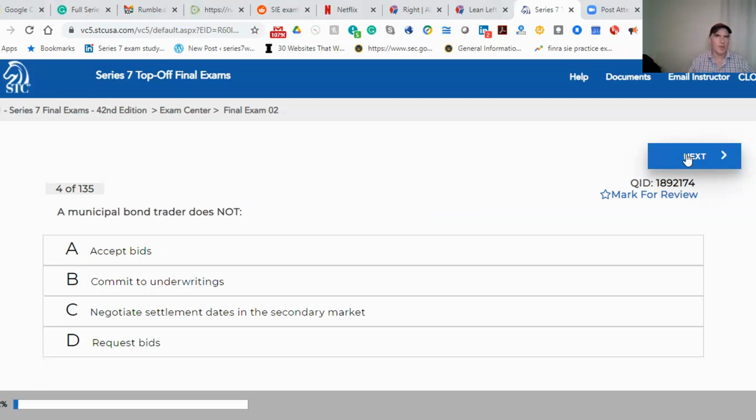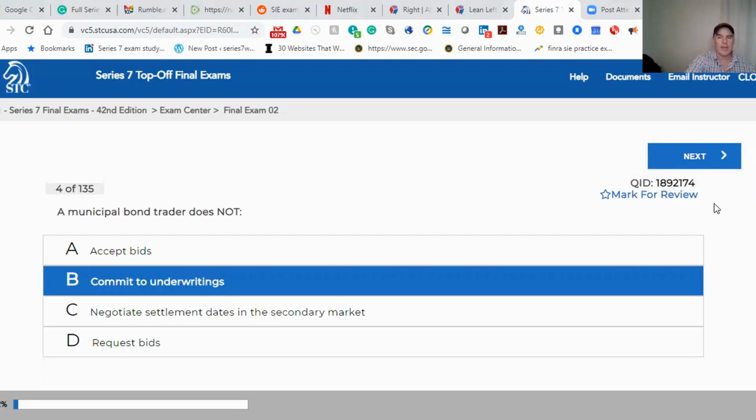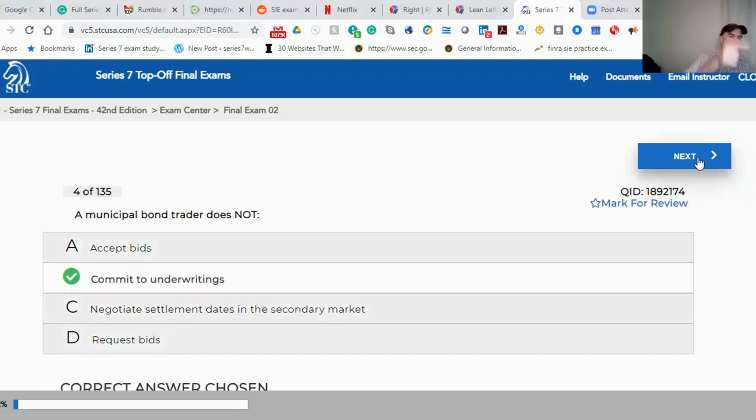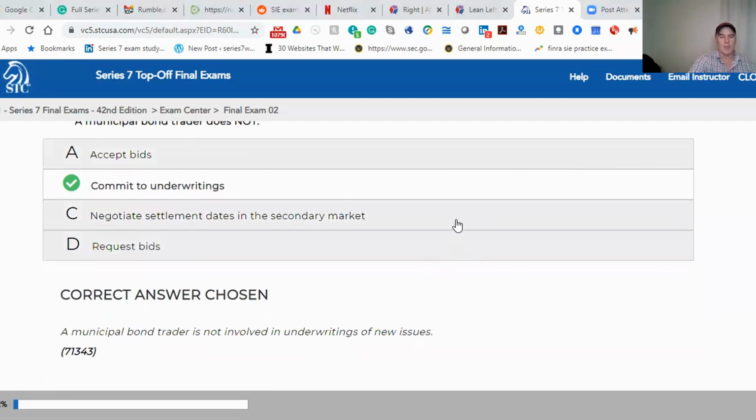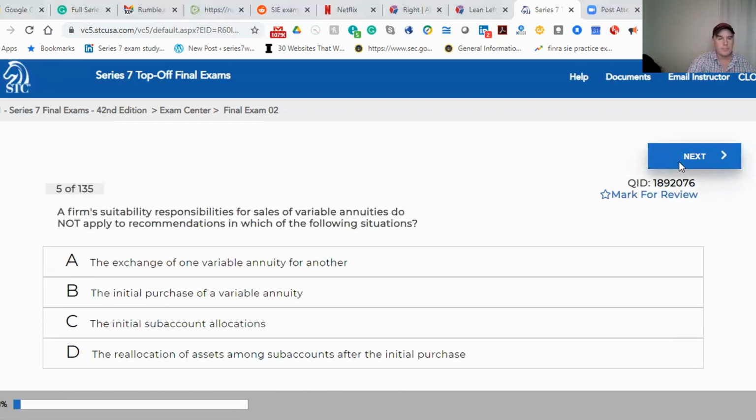Or request bids? I do. I ask for bids when I want to sell a bond, I request a bid. So I'm going to say they don't do underwriting because that's more for underwriters. Let's see if we get this right or I read it wrong. Boom. A muni bond trader does not commit to underwritings because that would be an underwriter.